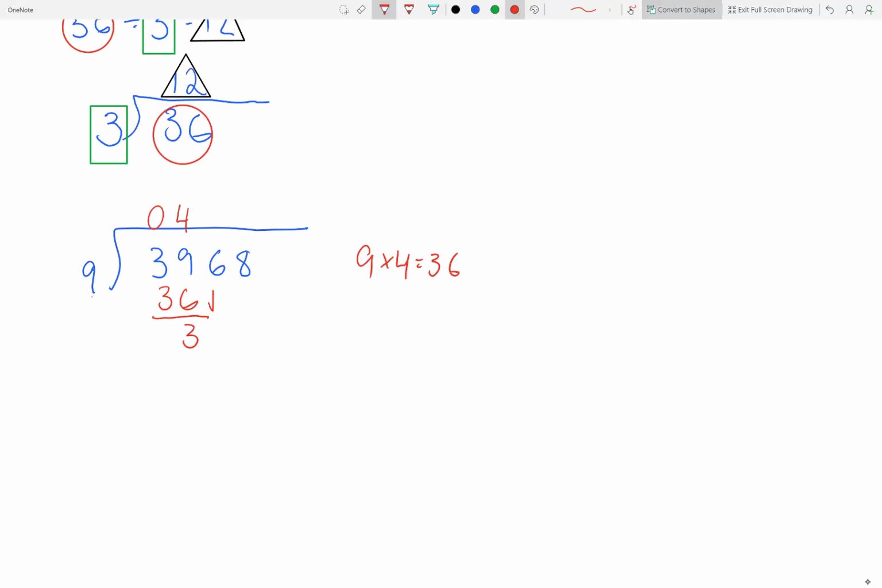And then I bring down this 6. And I know that 9 times 4 is equal to 36. So I place a 4 here again. 36 take away 36 is 0. I bring the 8 down. How many 9s are in 8? Well, 9 cannot go into 8, so that is our remainder. So the answer to this question is 44, remainder 8.